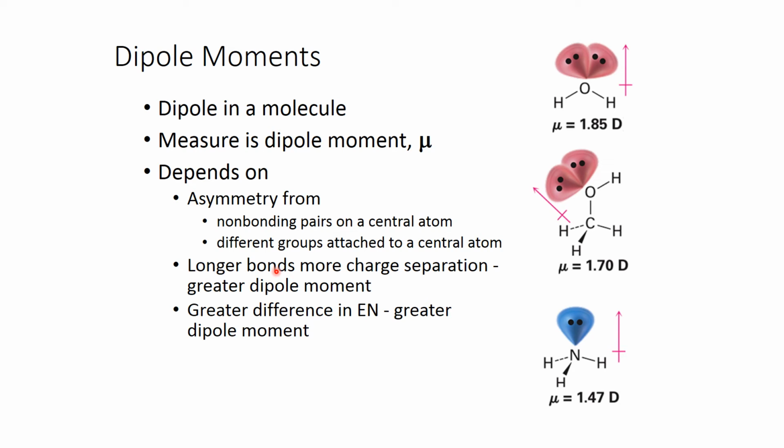The longer the bonds, the greater the dipole moment. Why? Because longer bonds cause more charge separation. The greater the difference in electronegativity, the greater the dipole moment. We actually see that here with water and ammonia. The electronegativity difference between oxygen and hydrogen is 3.5 to 2.1, versus down here with nitrogen and hydrogen, which is 3.0 to 2.1. So there's a greater difference in electronegativity up here, so that ends up giving it a greater dipole moment.